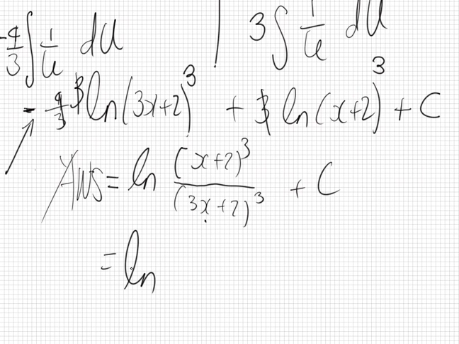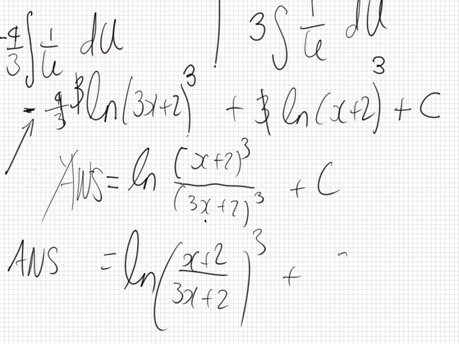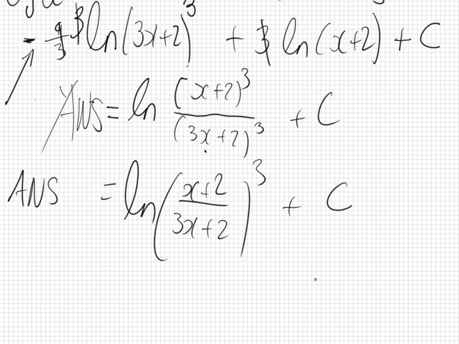Answer equals log, big brackets, x plus 2 over 3x plus 2 cubed, plus c. And in fact, I don't want to go over the top here. I mean, you could have stopped here, you could have stopped here, you could have stopped here. These are all fine places to stop. But if you're looking for maximum simplification, you could even write it like this.